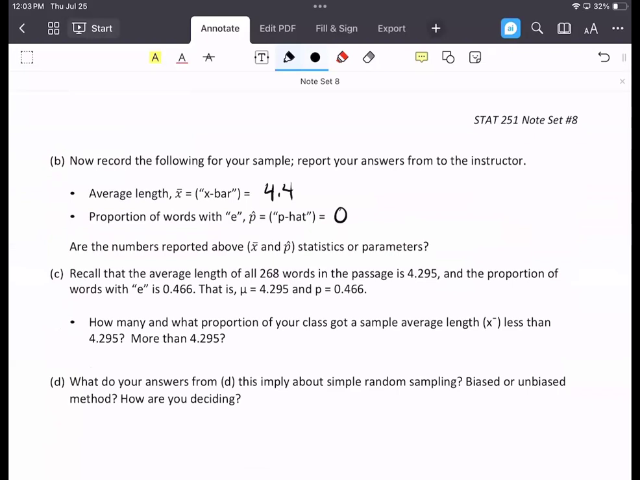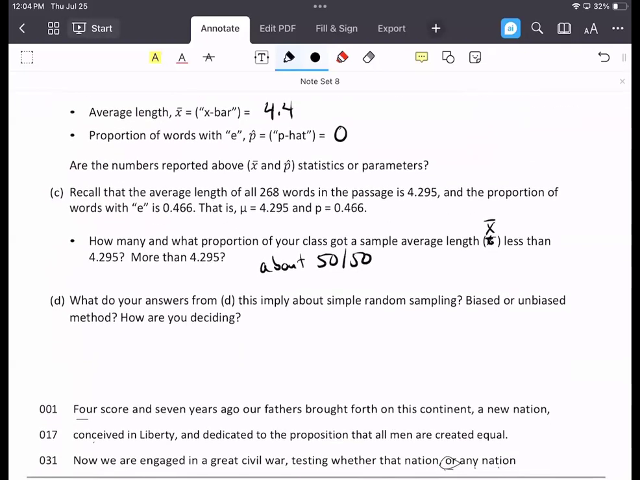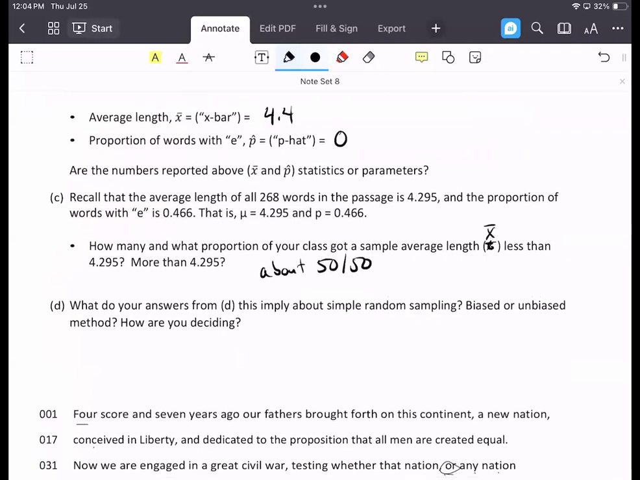What proportion of your class got a sample average x-bar less than 4.295 and more than 4.295? Sorry, this should be right over the top here. In the classroom, what I do is I'll say, okay, who got less than 4.295? Who got more than 4.295? And generally, it's usually split about 50-50. So it's unbiased. For D, what do your answers from D imply about simple random sampling: biased or unbiased method?